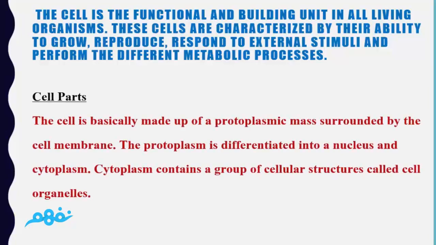Cell parts. The cell is basically made up of a protoplasmic mass surrounded by the cell membrane. The protoplasm is differentiated into a nucleus and cytoplasm. Cytoplasm contains a group of cellular structures called cell organelles.